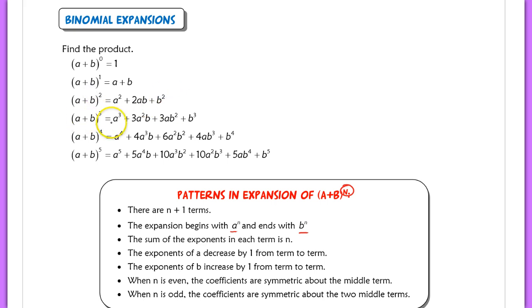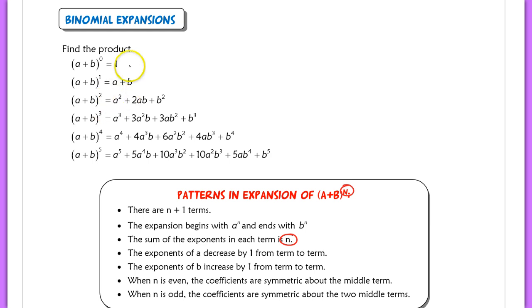Likewise, a plus b cubed, you have a cubed and b cubed, a to the fourth and b to the fourth. So it's very interesting. The sum of the exponents in each term is n. Okay, so the sum of the exponents is n. So here, the first term here, the sum of my exponents is 0, which matches here with n. In my a plus b to the first power, each of these terms here has a power of 1. So overall, this has to match that power here.